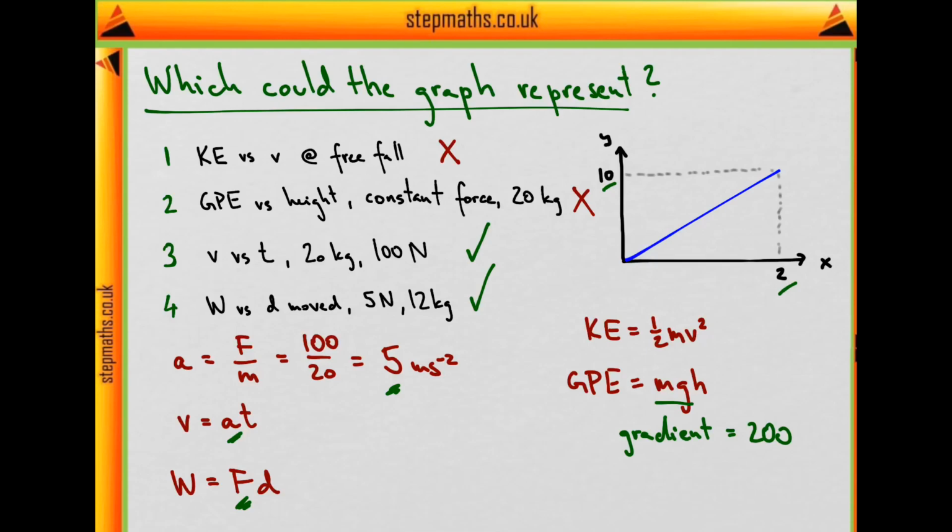Hence, 3 and 4 were the only 2 the graph could represent, and that means that E was the correct answer to this question.